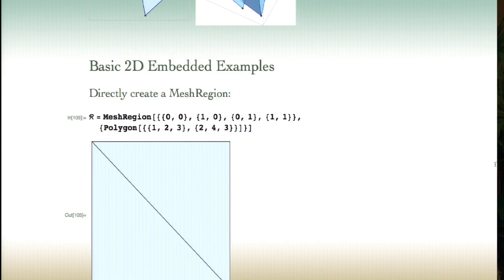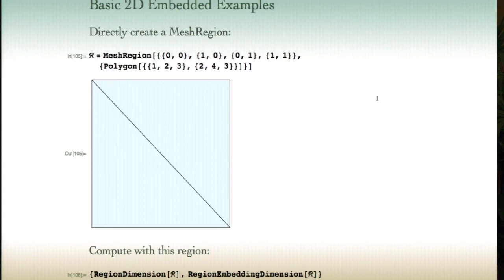Okay, so let's do some concrete examples. So here is a set of points, and I define 2 cells, 2 polygons, and I'm using a multi-polygon notation. So here's one triangle with coordinates 1, 2, 3, and another one with coordinates 2, 4, 3. These regions auto-visualize, so they will automatically display, and I could use that, in fact, as an input.